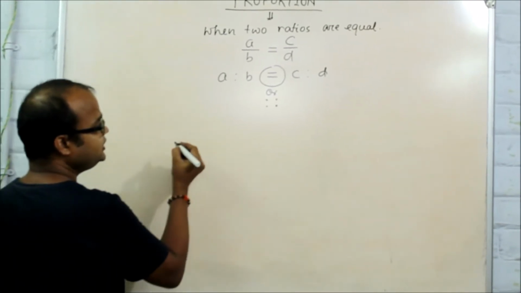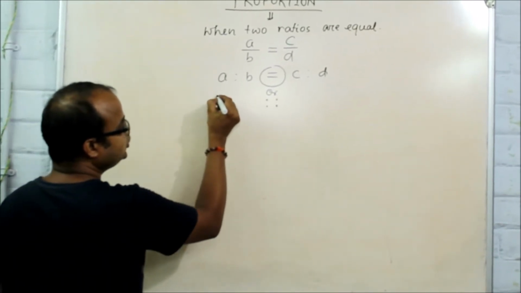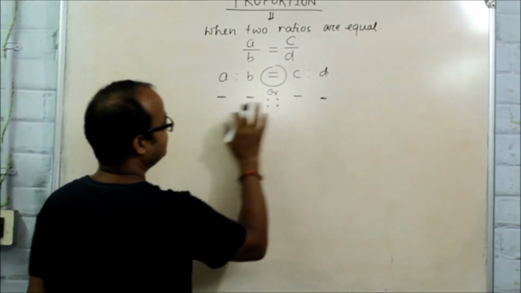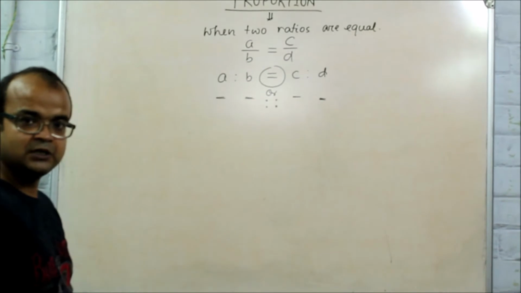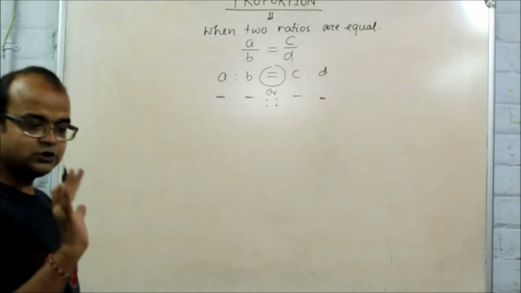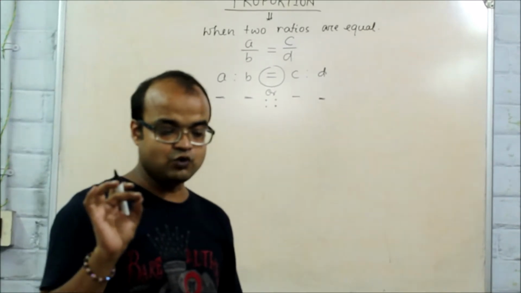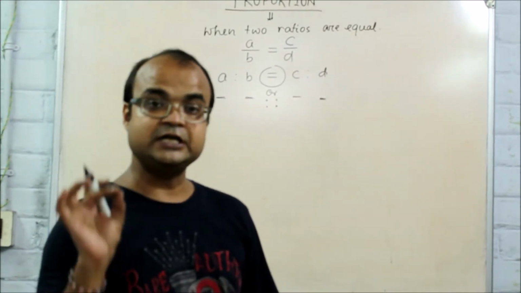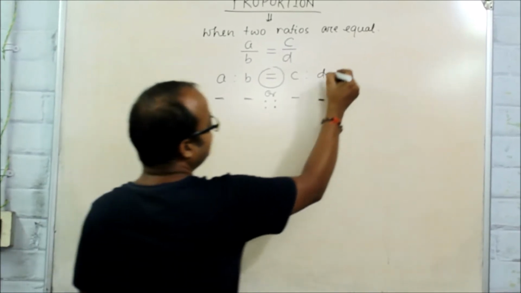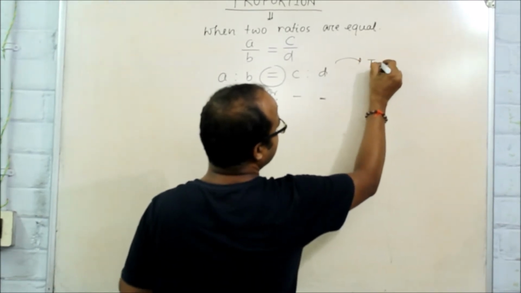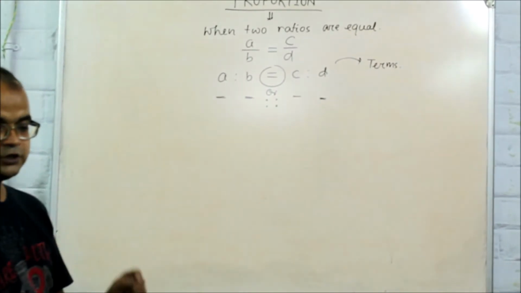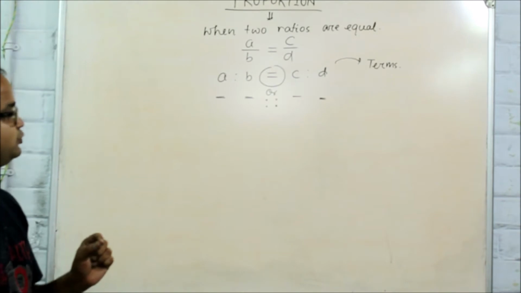Now see, there are total 1, 2, 3 and 4 terms. Now each quantity in a proportion is called a term of the proportion. So all these are called terms of a proportion.